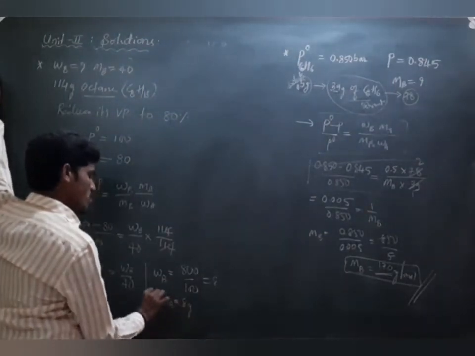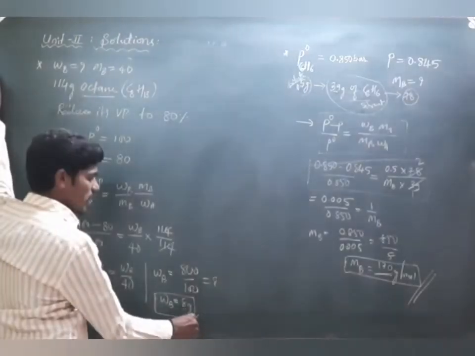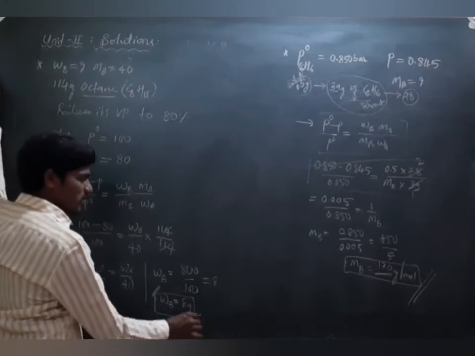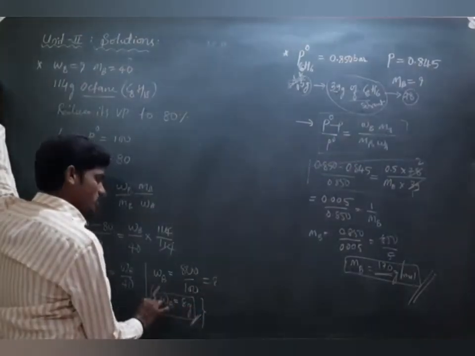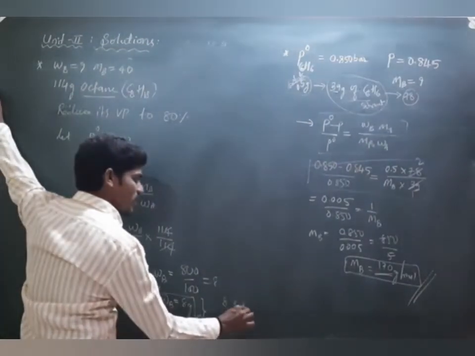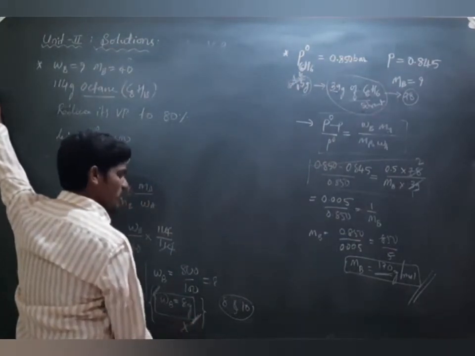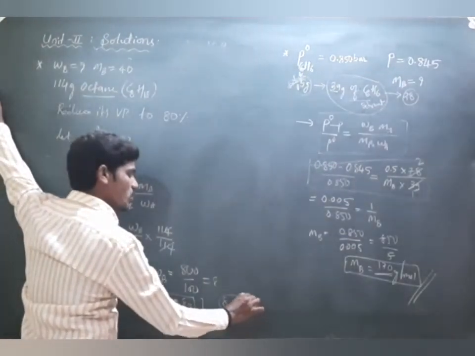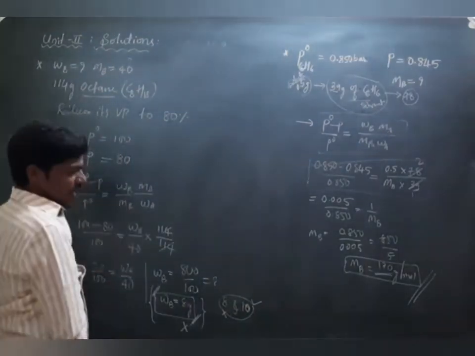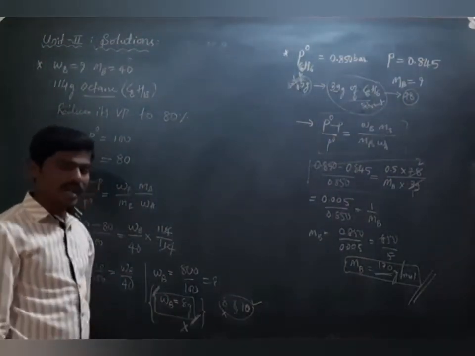By simple methods we can get 8 grams of solute is required to reduce the vapor pressure to 80%. So if in the options 8 and 10 both are mentioned, then this is wrong, because the answer is equal to 10, not equal to 8. If both are not mentioned, then we can select the nearby answer.